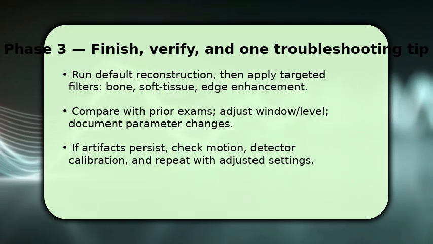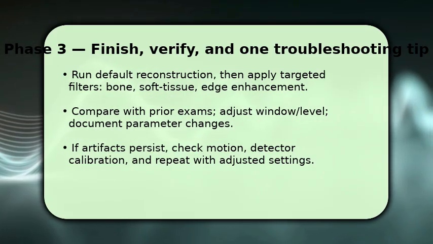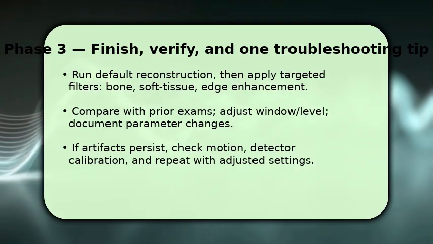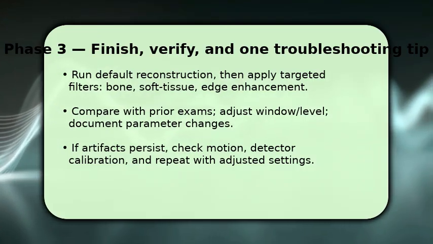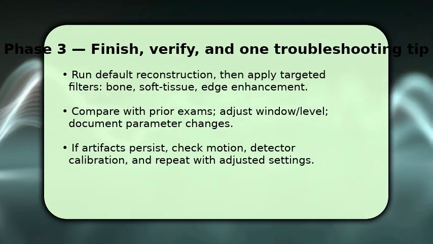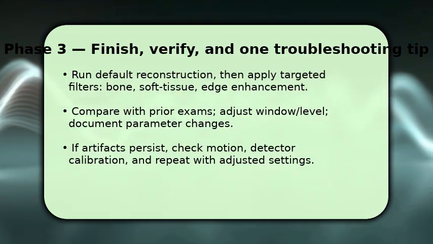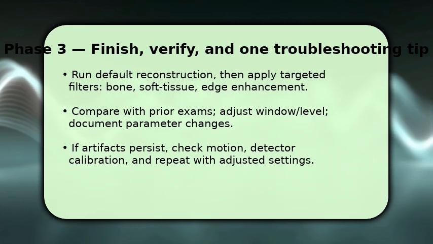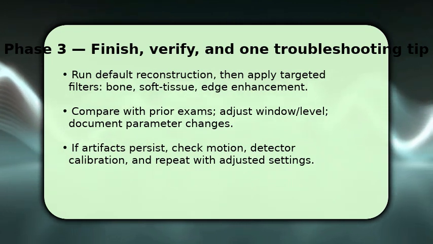If artifacts remain, troubleshoot. Look for patient motion, verify detector calibration, and inspect collimation. If none of those fix it, repeat the acquisition with corrected positioning and slightly higher M or shorter exposure to eliminate the artifact while monitoring dose.